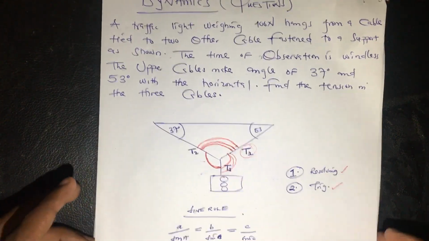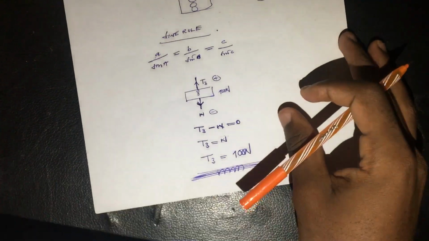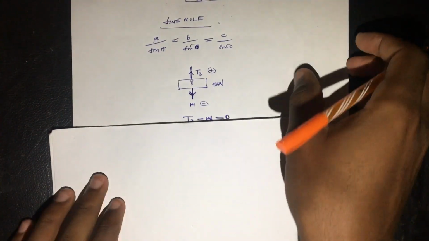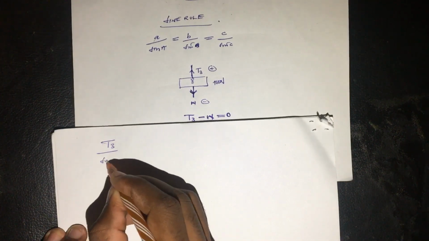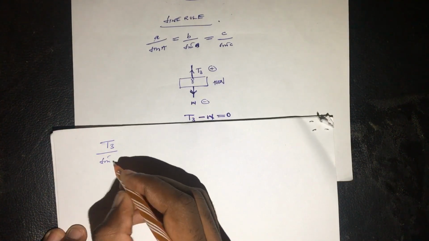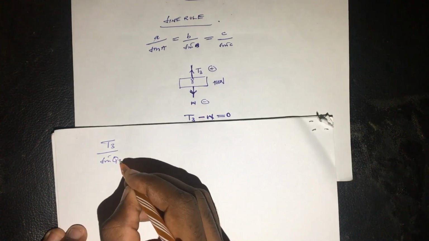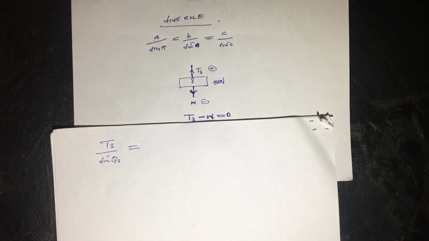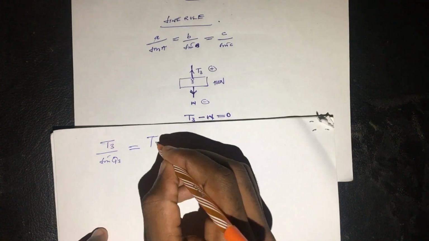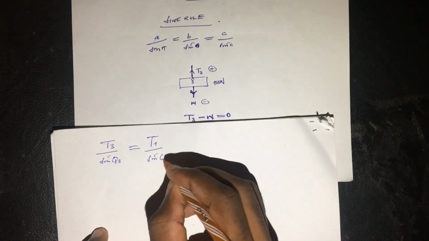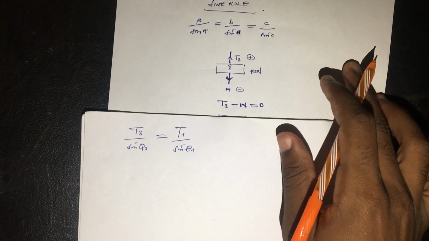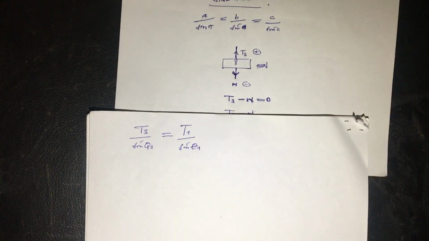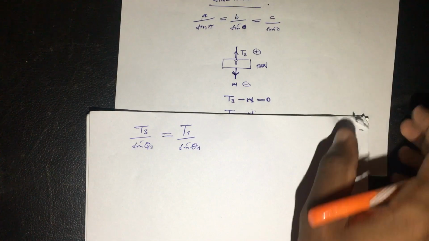Okay, from here now we can continue to say T3 over the sine of the angle corresponding to T3 should be equal to T1 over the sine of the corresponding theta of the tension T1.